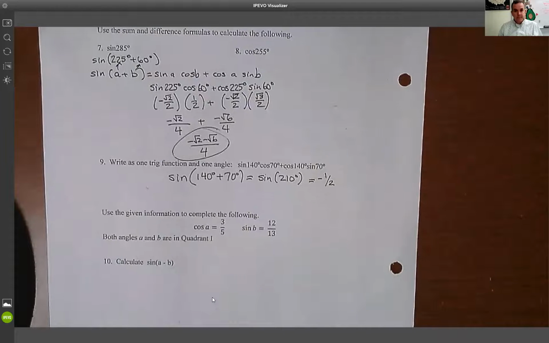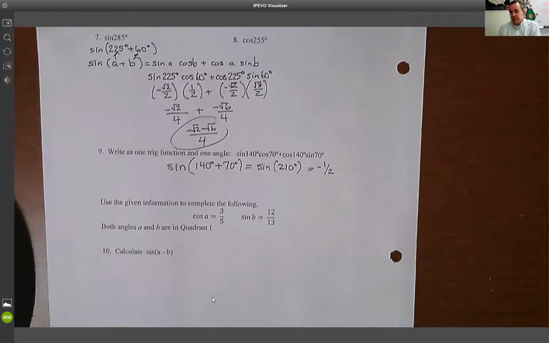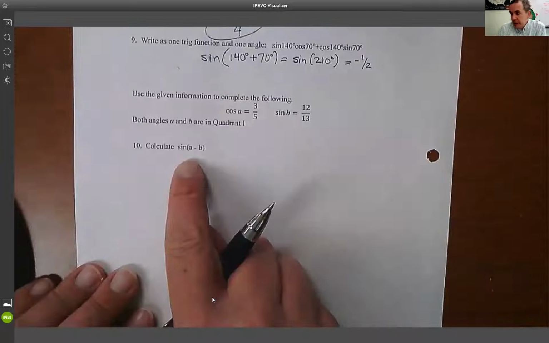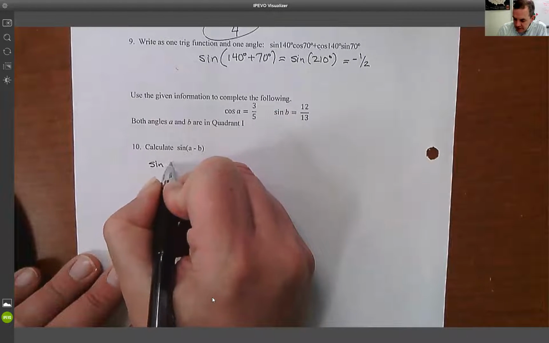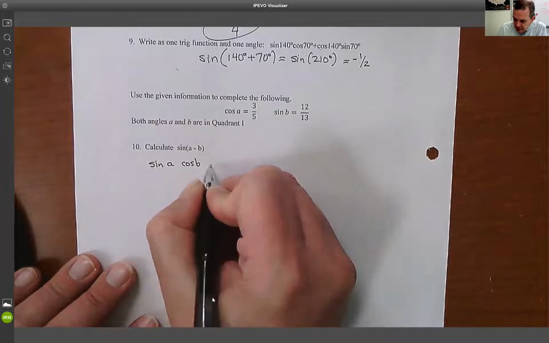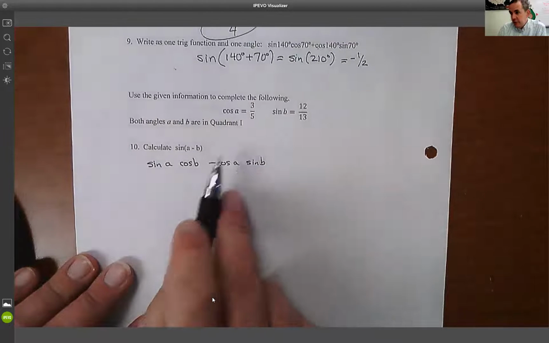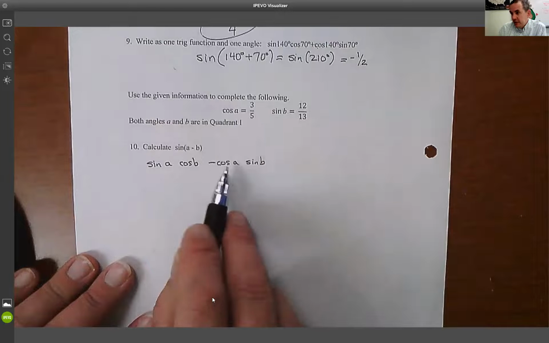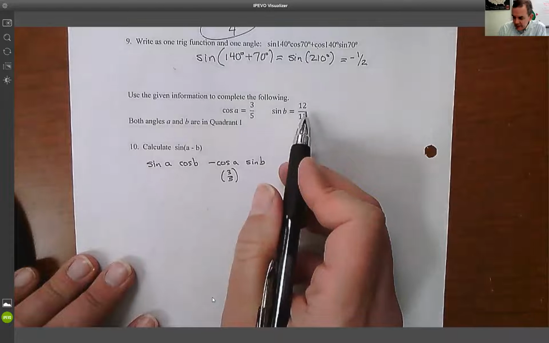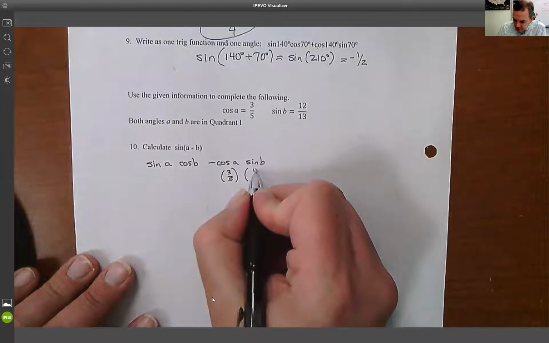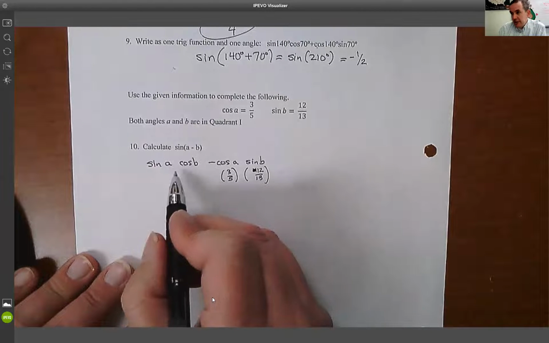Okay. Now I'm going a little fast, but I wanted to make sure the video wasn't too long. Just watch it a couple times if you need to. This last one is sine of a minus b. So according to my sheet, the sine of a minus b is sine a cosine b minus cosine a sine b. That's how I expand it out. Now, if we notice, I have cosine a. Cosine a is 3/5. I have sine b. Sine b is 12/13. What I need to do is figure out sine a and cosine b.